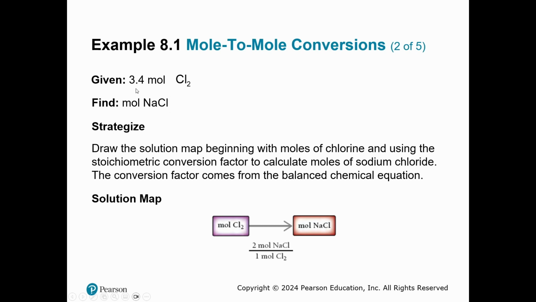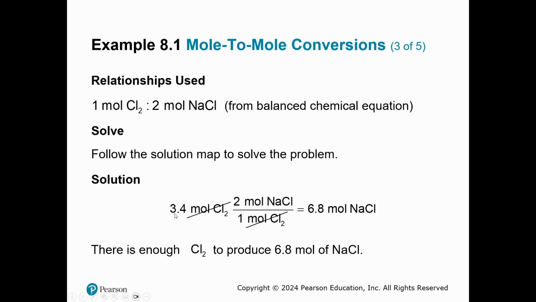So given 3.4 moles of chlorine gas, we'll use our mole ratio, 2 moles of sodium chloride for every 1 mole of chlorine. So we're essentially just going to double the number of moles. So now we plug in our initial condition to our solution map, or to our conversion, and moles of chlorine cancels out with moles of chlorine. We're left just with moles of NaCl, and we get 6.8 moles of sodium chloride. Pretty simple, pretty straightforward.